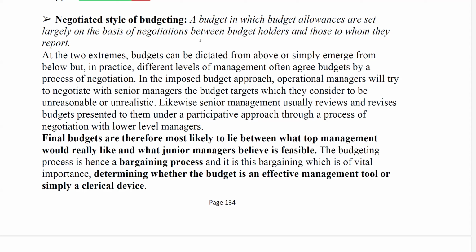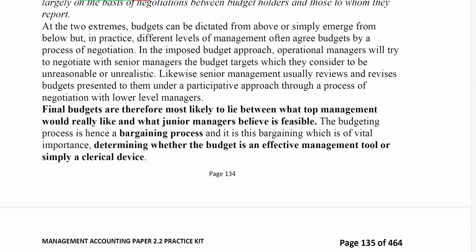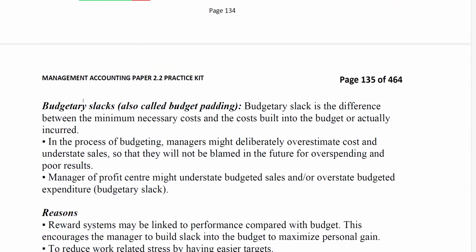So that is the negotiated style of budgeting. So even within the imposed style and the participative style, we still negotiate, okay? So what are budgetary slacks?